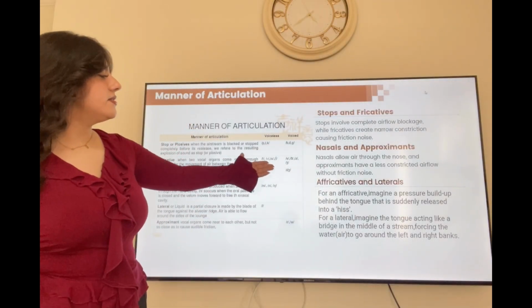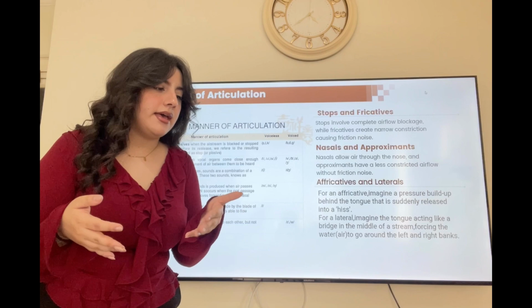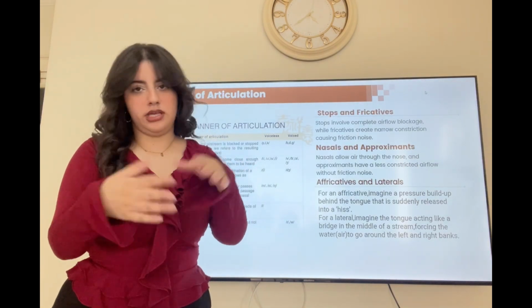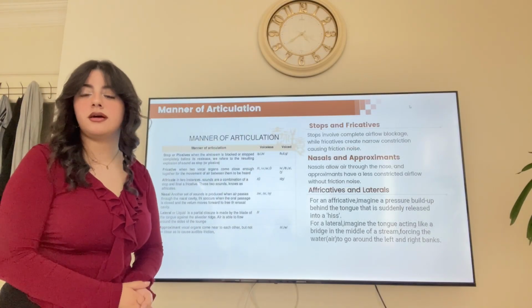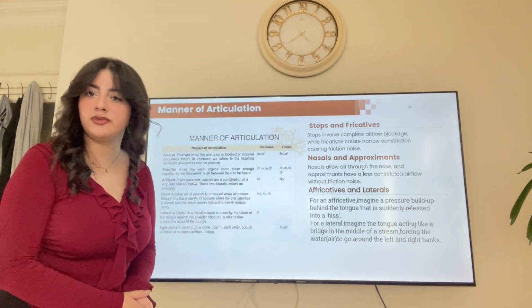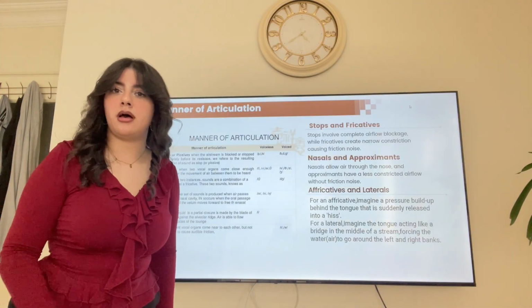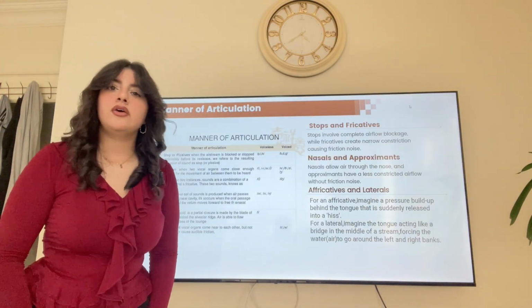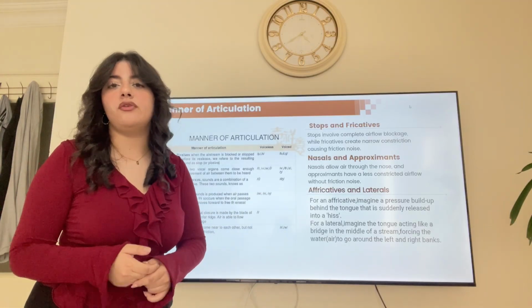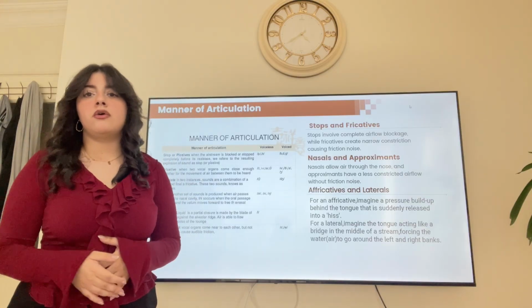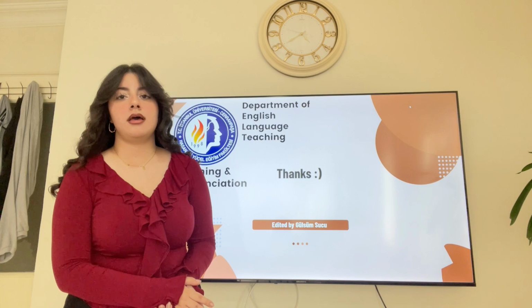Or in laterals, imagine the tongue acting like a bridge in the middle of a stream and forcing the water, it means air, to go around the left and the right banks. But what about vowels? Unlike consonants, vowels are produced with an open vocal tract and no restriction. A very important rule to remember: all English vowels are voiced. We classify them based on their tongue position, whether it is front, center, or back, and whether it is close, mid, or open. To conclude, we can define any sound by its voicing, place, and manner.